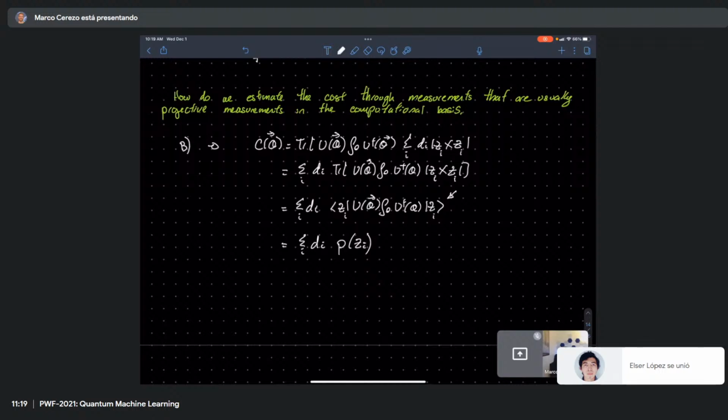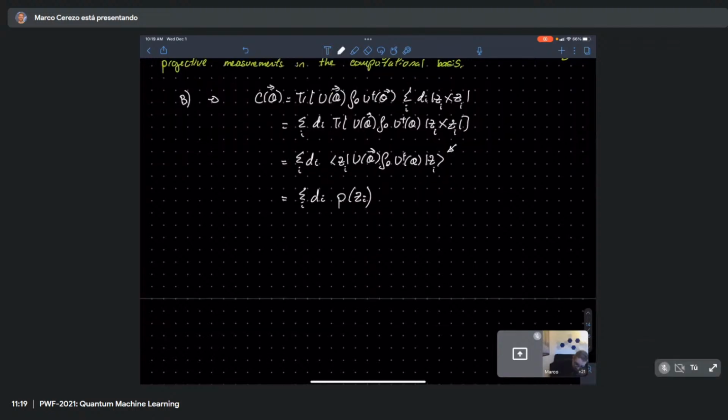So for instance, imagine that my cost function, let me give you a more specific example. The summation over i of d_i times the projector onto z_i is just going to be the projector onto the all zero state.